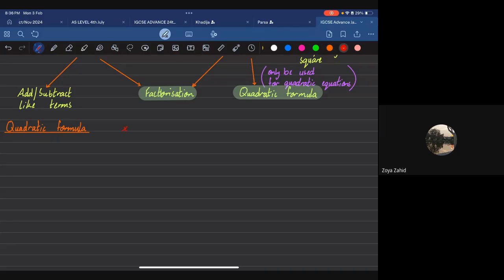Just slow down a bit. Yes, Zoya, could you repeat that again? Minus b, plus minus square root of b squared minus 4ac, over 2a. 2a. Well done, Zoya. Yes, that is your quadratic formula.